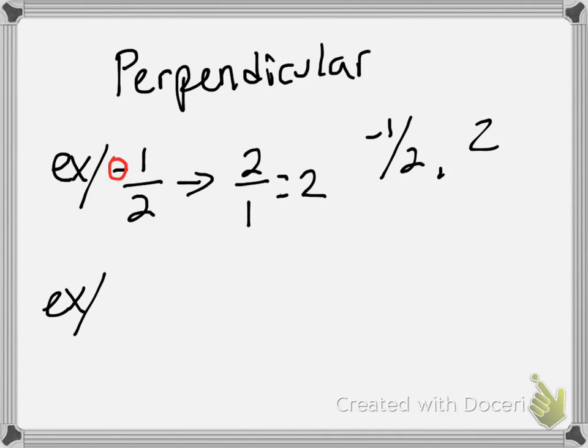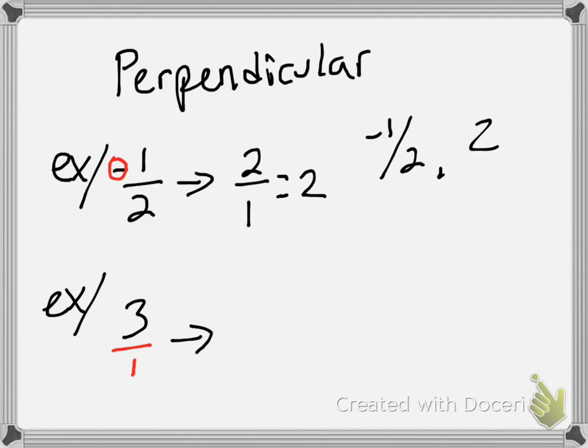For example, let's say I had a slope of 3. Well, it has to be opposite and flipped. Well, this one's a little harder to flip because it's not a fraction. So if it's not a fraction, you can always put it over 1. It means exactly the same thing. So if that's easier, do that.